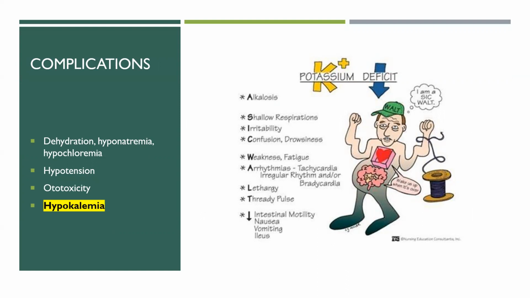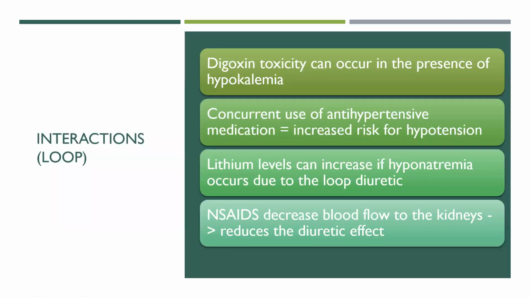Ototoxicity: remember when we talked about our antibiotics, gentamicin and how it can cause ototoxicity, that hearing loss? If it's given with loop diuretics, it's because they both have this ability to cause ototoxicity. Hypokalemia: remember with that loop of Henle, it's going to cause hypokalemia. Other things are digoxin toxicity. If you remember from our last lecture about digoxin, our heart failure medication, if you've got low potassium, it puts you at a higher risk of having digoxin toxicity.